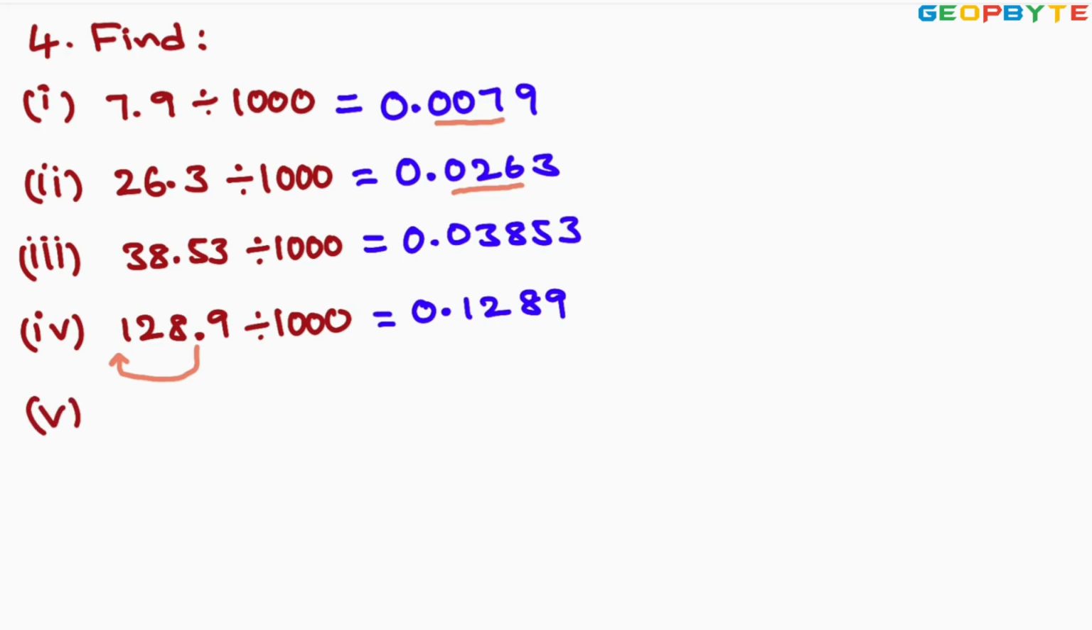Next, fifth one, 0.5 divided by 1000. On dividing a decimal number by 1000, the decimal point is shifted to the left by 3 places. We have 0.5. So if we shift the decimal point towards left by 3 places, then we will be getting 0.0005. Initially the decimal point is before 5, so if we shift towards left by 3 places, then we'll be getting 0.0005.